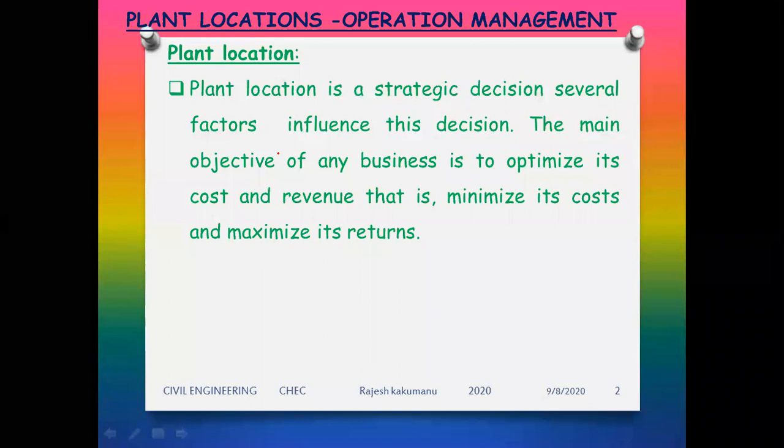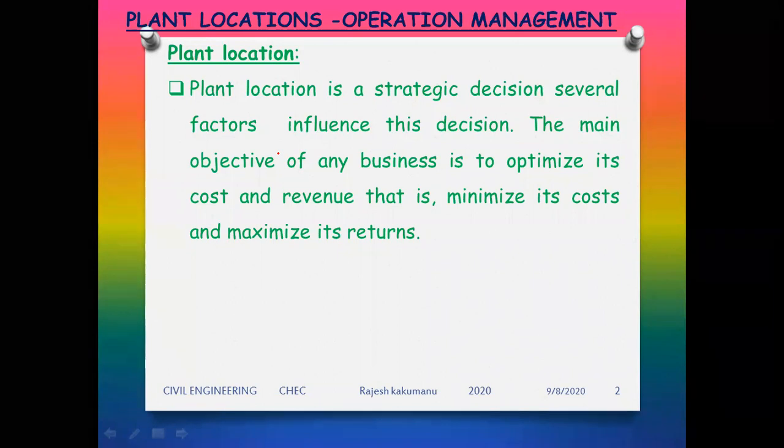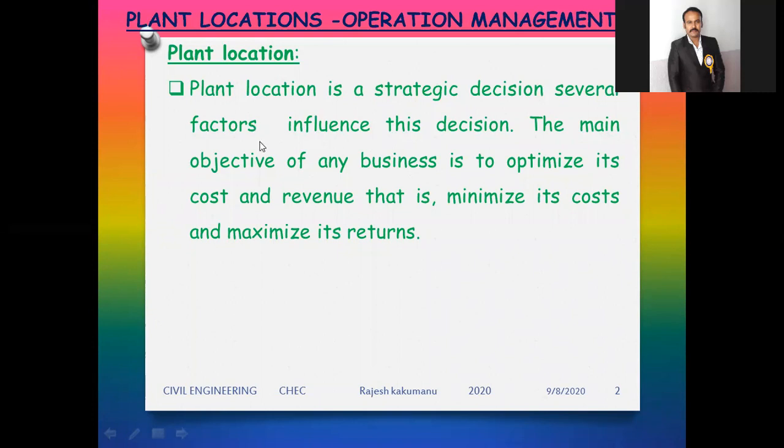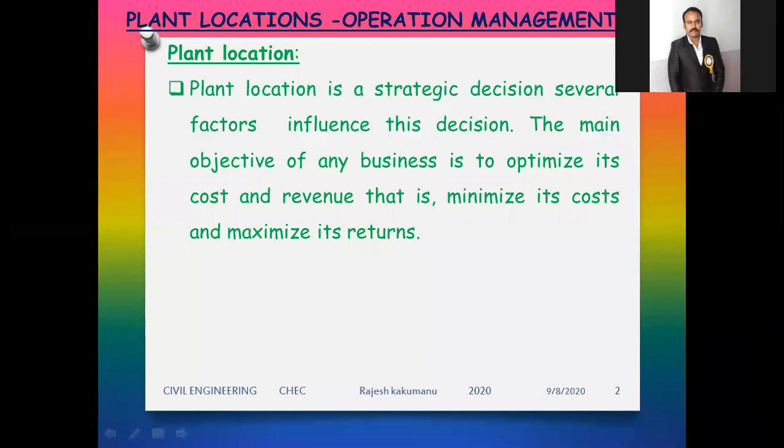Whenever you are going for the plant layout facilities, we will look at some of the factors to be considered. So the plant location is a strategic decision. Earlier we discussed that in decision making we have strategic decisions and non-strategic decisions. So which one does the plant location come under? Plant location is simply a strategic decision, influenced by various factors.